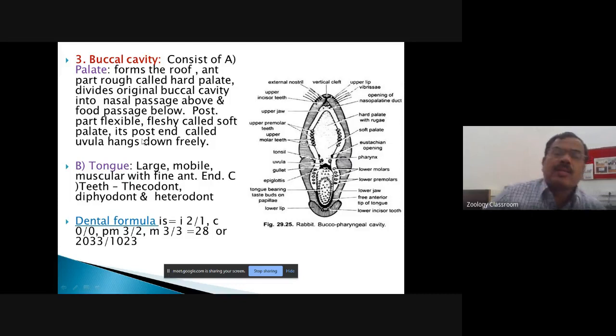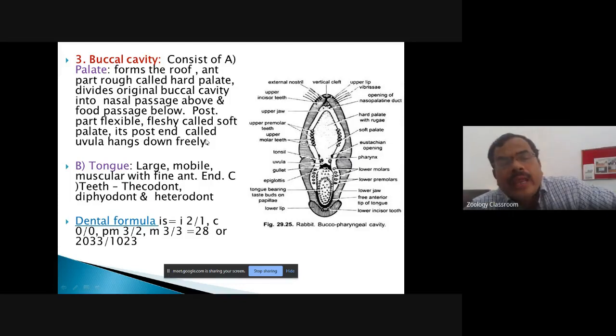Okay, and at the base of the soft palate, or at the posterior end, the uvula is present. Uvula, which we call padjeep. Uvula means padjeep. Okay, so the uvula is present.